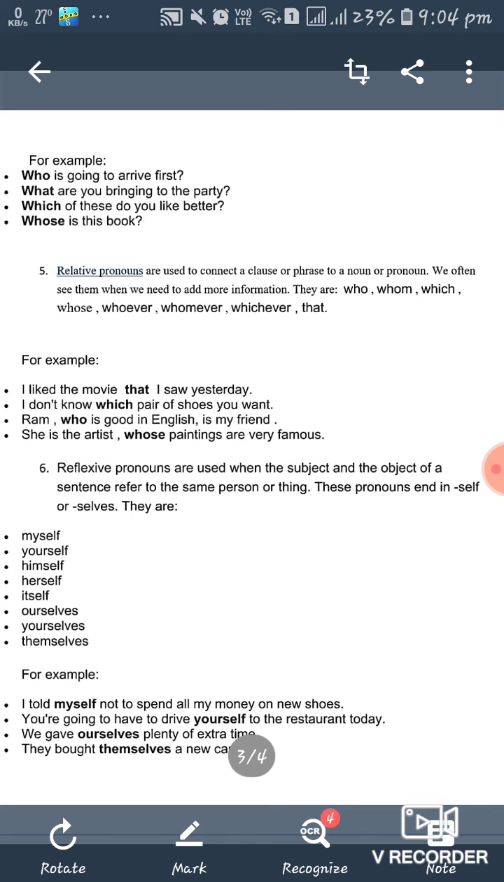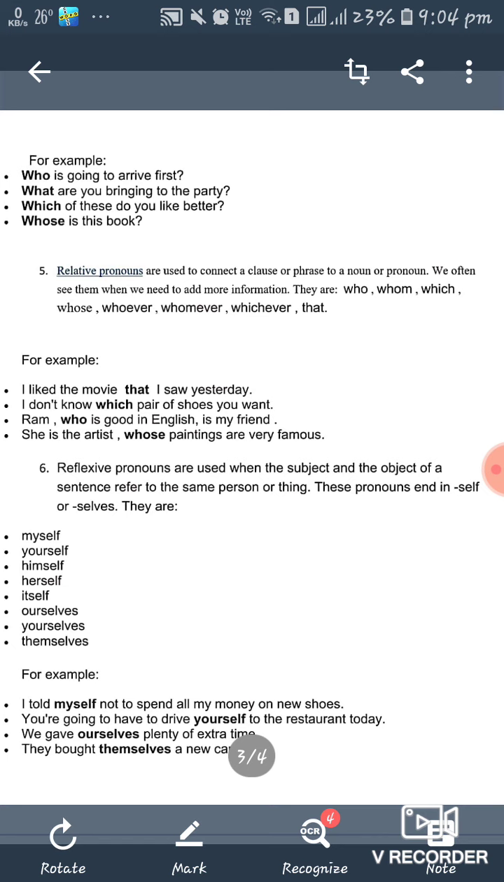Let's proceed. The fifth one is the relative pronoun. Alright. Let's read the definition first. Relative pronouns are used to connect a clause or a phrase to a noun or pronoun. So here, clause or phrase, maybe these are difficult words for you. You have to keep in mind that it joins two sentences. Sometimes incomplete sentences, sometimes complete sentences. Alright. So we often see them when we need to add more information. They are who, whom, which, whose, whoever, whomever, whichever, that.